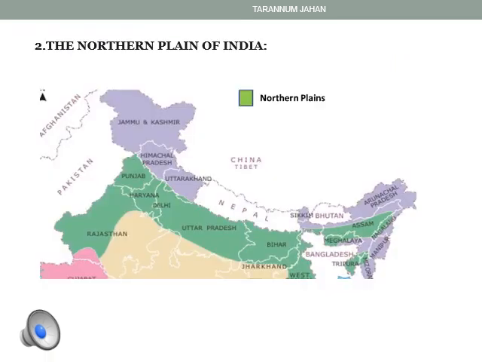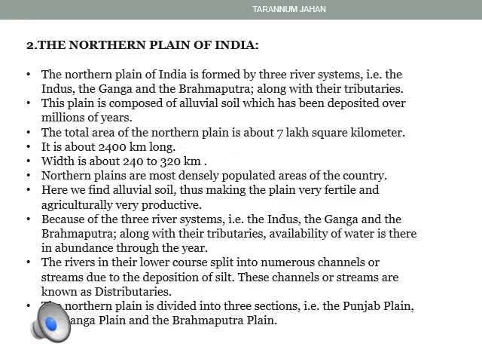Now the next is the northern plains. We have discussed the Himalayas, the northern Himalayas. Now the second one is the northern plains of India. If you see the green part over here, the green part of the Indian map, these are the northern plains of India. So let's discuss the northern plains of India. A large area of flat land with few trees is called plains.